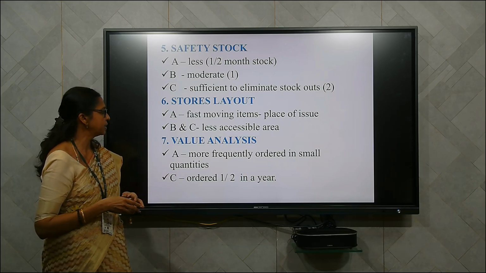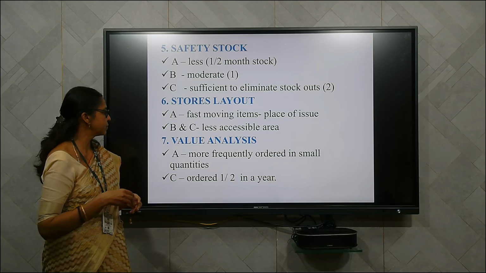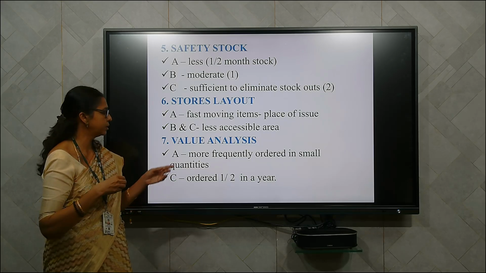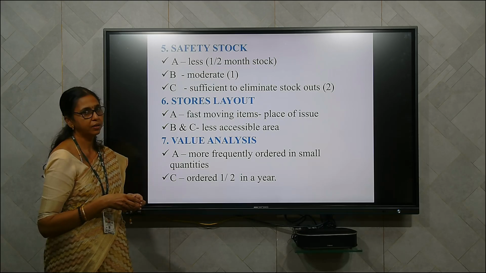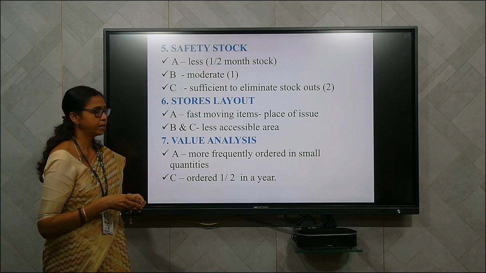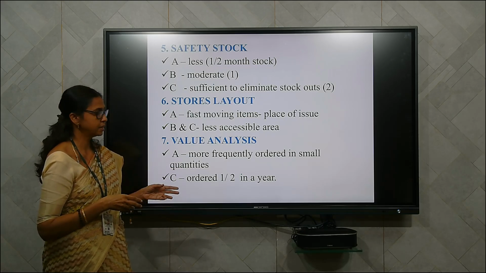Value analysis: A items are ordered more frequently in small quantities. As we said, there is a red flag for the A items, so we have to order them frequently, and C items we can order once in 6 months.